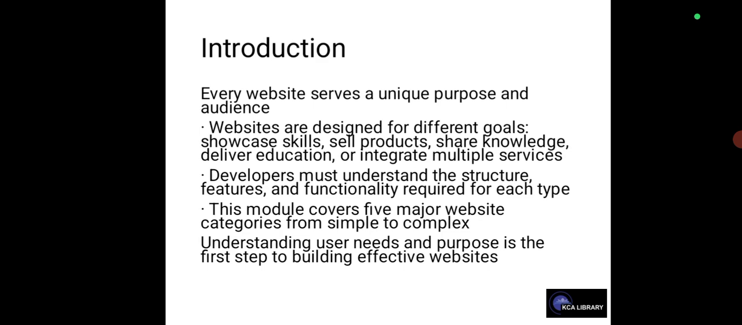Like we mentioned, every website serves a unique purpose, and websites are designed for different goals. They are designed to showcase skills, sell products, share knowledge, deliver education, or integrate multiple services. That is why developers need to understand the structure, the features, and functionalities required for each of these types. This module will cover 5 major website categories, going from simple to complex, and also look at how to understand user needs and purposes, because this is the first step to building effective websites.